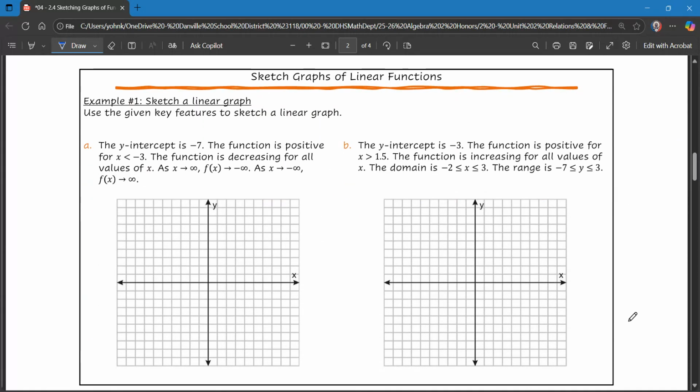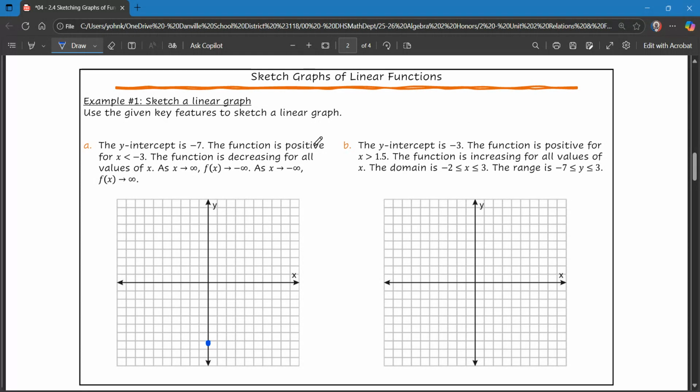So let's practice. Use the given key features to sketch a linear graph. Okay, first thing, the y-intercept is -7. That means that the graph is going to cross the y-axis at -7. 1, 2, 3, 4, 5, 6, 7. Put a dot.